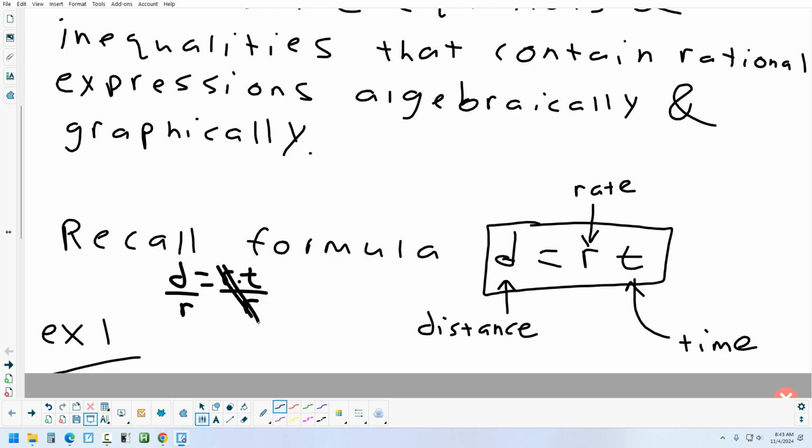And now that gives me a formula for time. It says distance divided by rate gives us time. Okay, so it's the same formula, but that's the arrangement we're going to have to work with in this problem, because it's going to be a question about time.